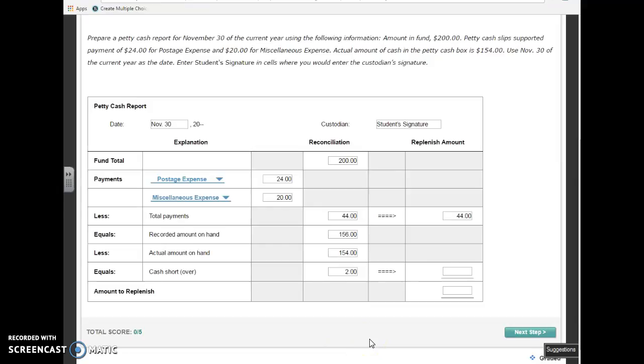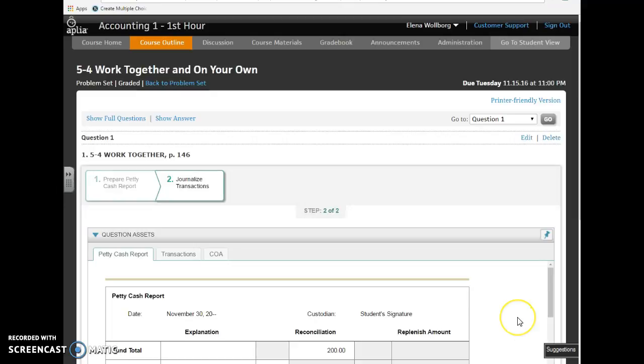Okay? And again, anytime we're short, we have to make note of that. If we're over, we have to make note of that as well. And that's all considered in an account called cash short and over in our expenses. So we're going to move our $2 over here. We're going to add the two up. $46 is what we'll need to replenish to get our account back up to $200. So let's go ahead and go to the next step.